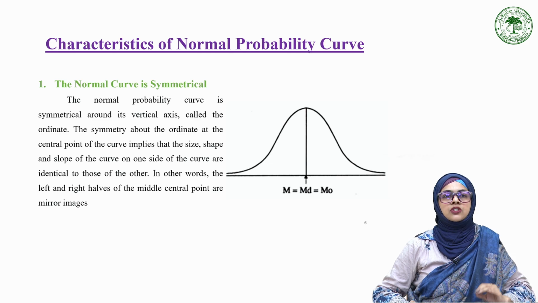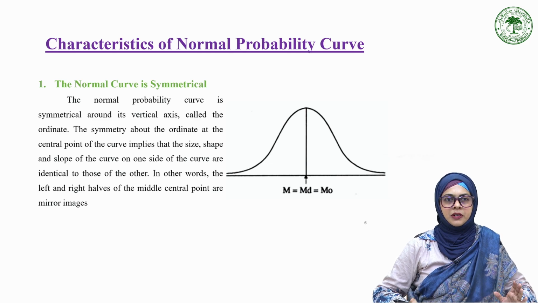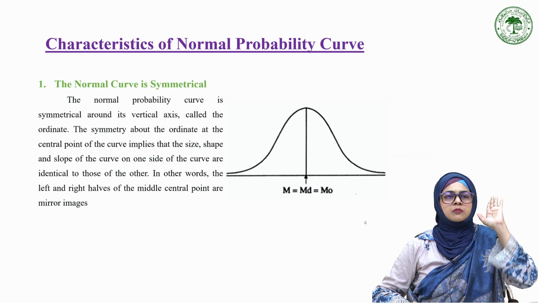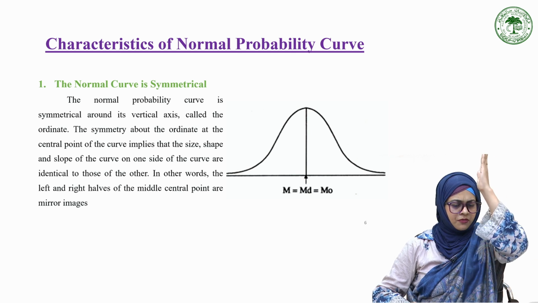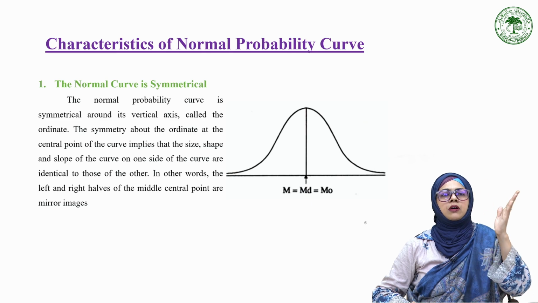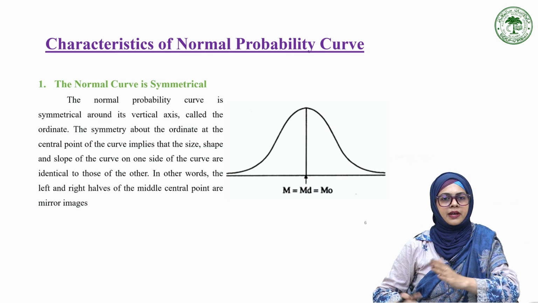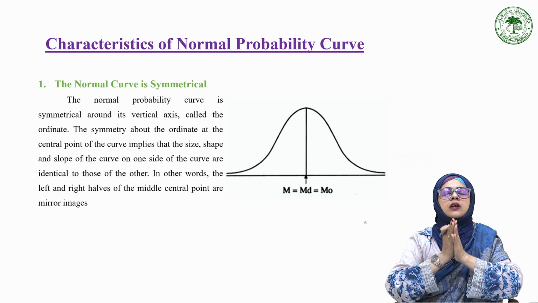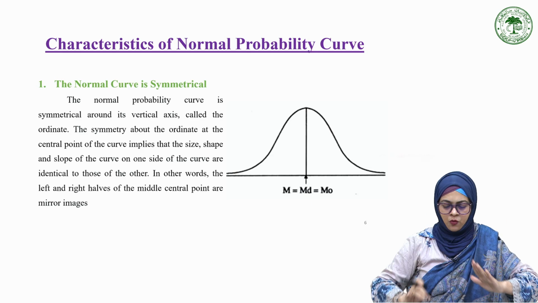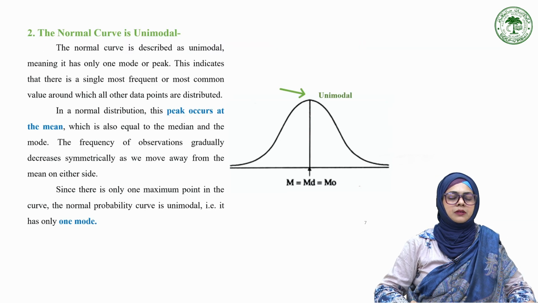Now we'll be looking into the characteristics of the normal probability curve one by one. The first characteristic is that the normal curve will always be symmetrical. If you divide it right from the middle, the left side will be the mirror image of the right side. You can easily fold it into two halves and you can see that the left will overlap the right part. The normal curve is unimodal.